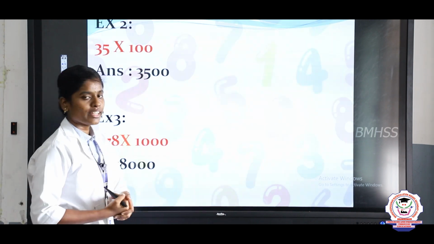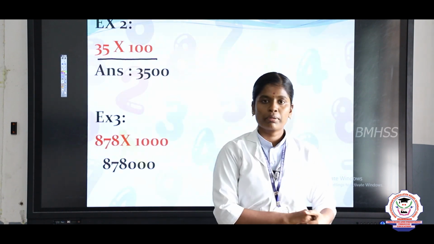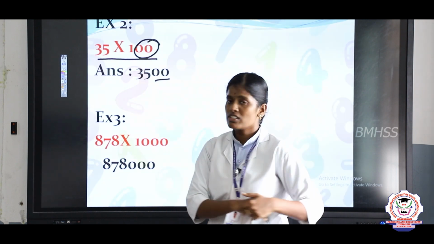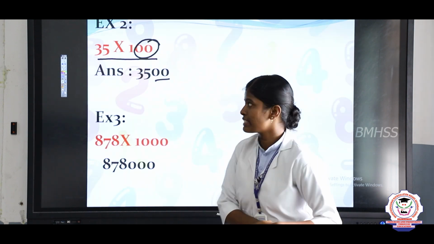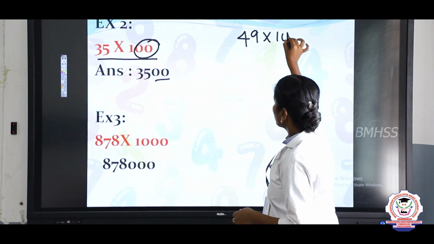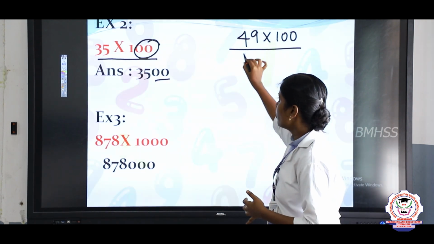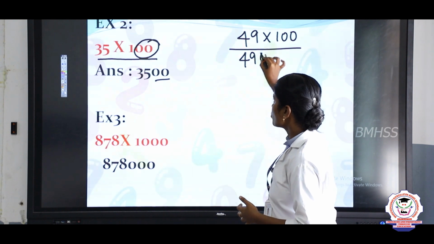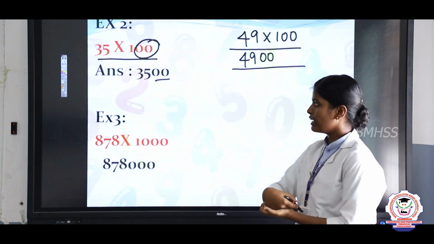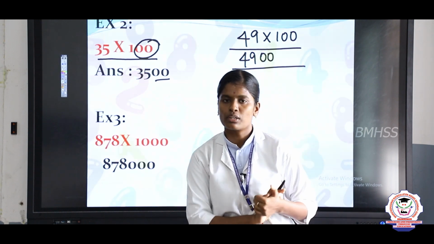So listen my children, here they have already given the question. 35 is multiplied by 100. So simply write 35 and insert 2 zeros. How many zeros? 2 zeros. So we will see another example. Take 49 multiplied by 100. First you are going to write the question. What is the question we have? 49. Just insert 2 zeros. This is the answer: 4900.